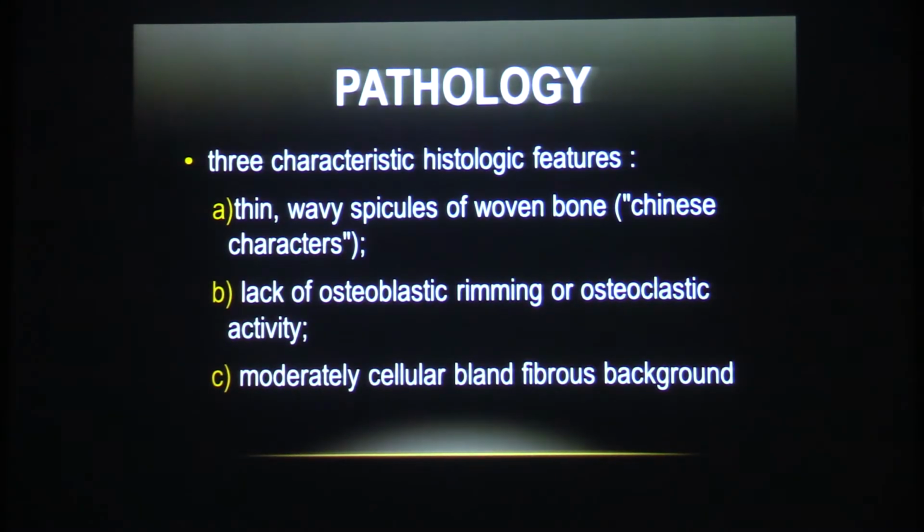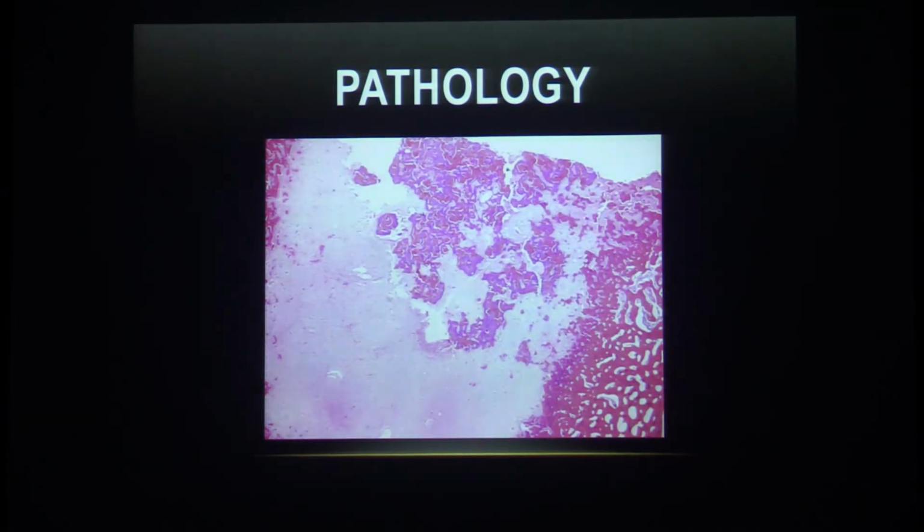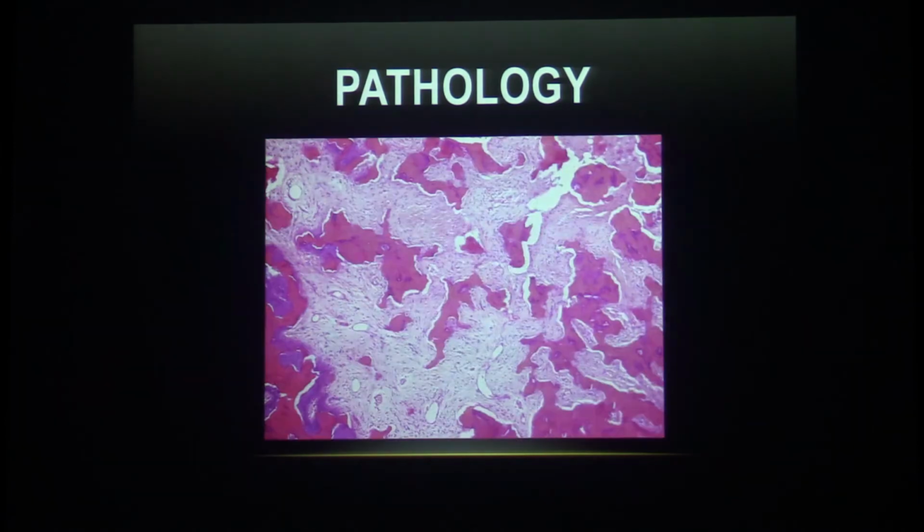And what do we see? In the slides, we see islands of trabecular bone surrounded by fibrous tissue, basically. We see no rimming of osteoblasts. And so we can see the small islands of woven, immature trabecular bone surrounded with fibrous tissue.